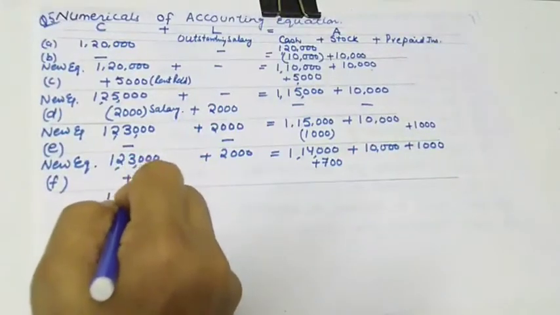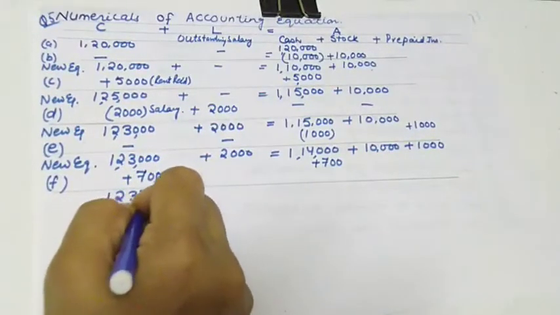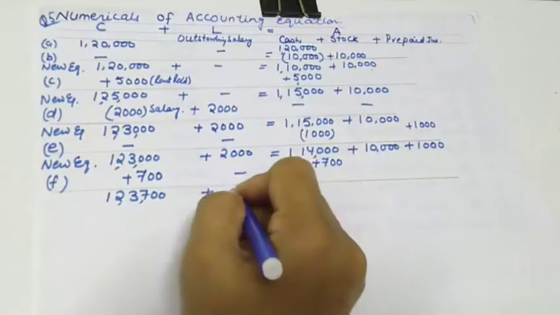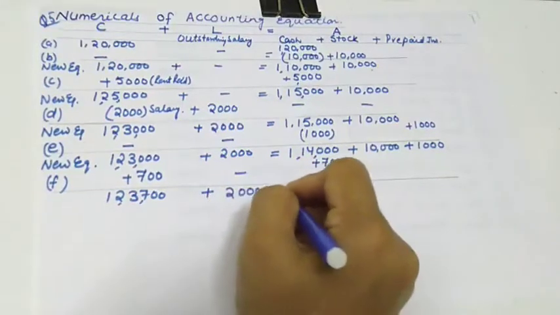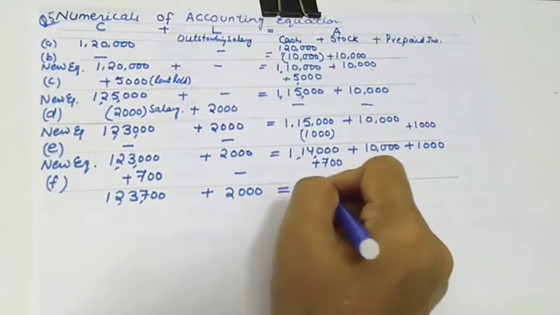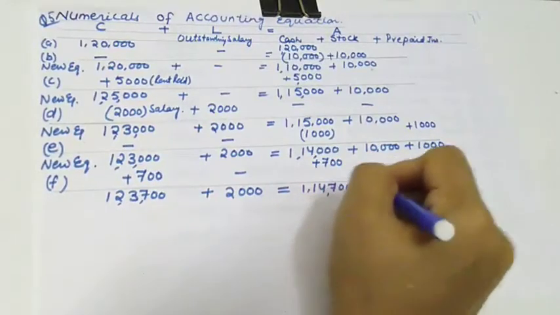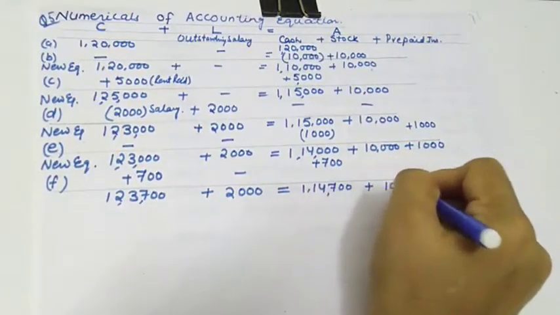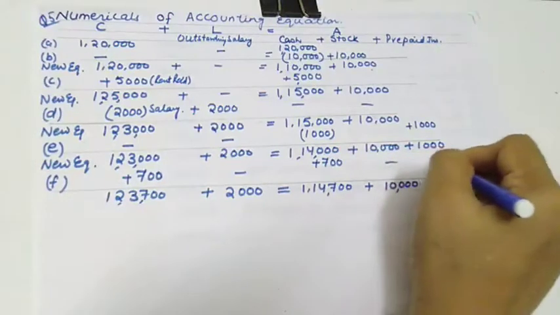It is 1,23,700. This will remain as it is. As it is, you will copy down this, and this will be 1,14,700 plus 10,000 as it is. No change.